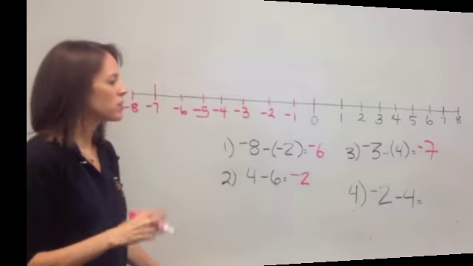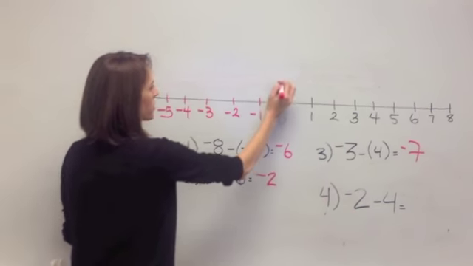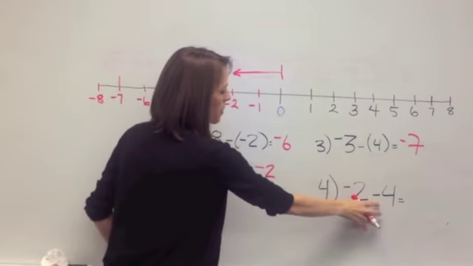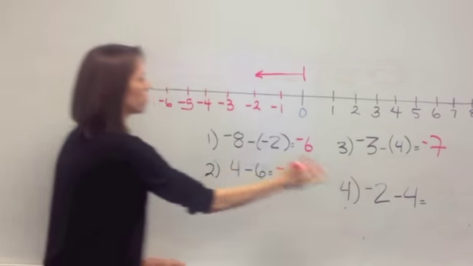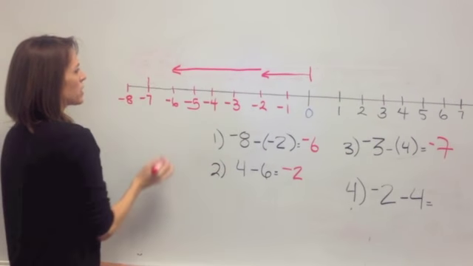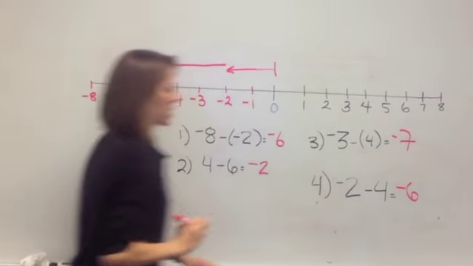Okay guys, so this is what you should have done. Remember, you're always going to start at 0, and it's a negative 2. So you're going to start at 0 and go back 2. And then it says subtract 4, minus 4, which means you're going to go backwards 4 more. All right, so you should end up here at negative 6.